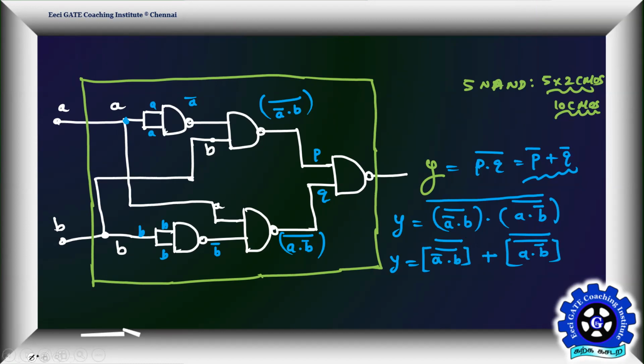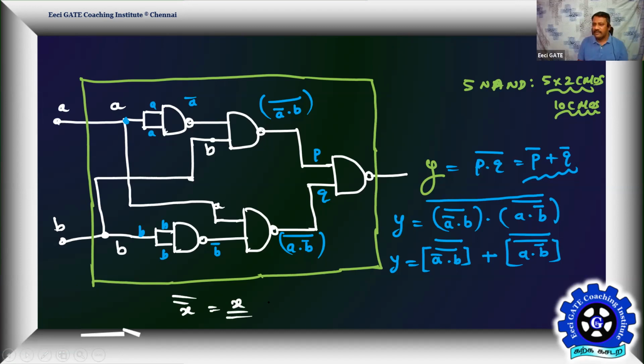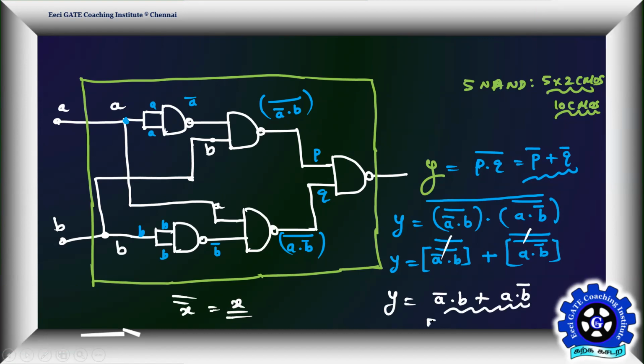What is the double complement of a signal? I have X double bar. What is that? It's the original signal, X itself. Correct? X double bar is X itself, which means this double bar will get cancelled. But again, Y is equal to A bar dot B plus A dot B bar. That's the desired XOR function. Getting everyone? Yes, sir.